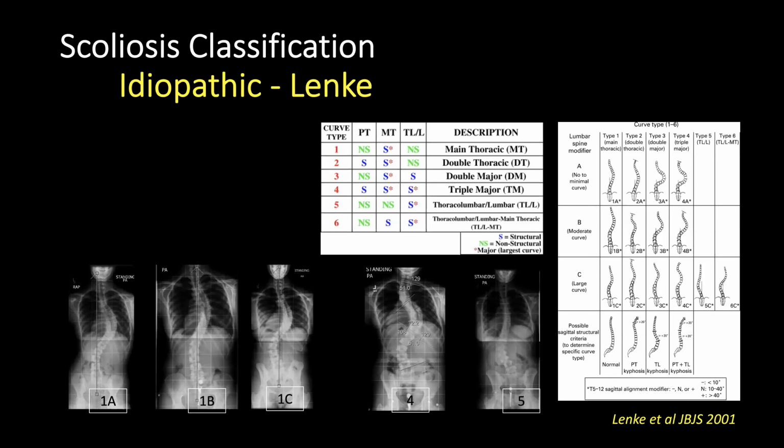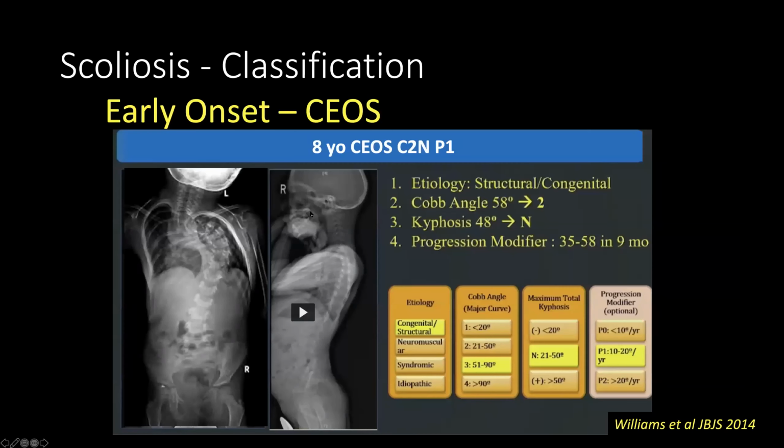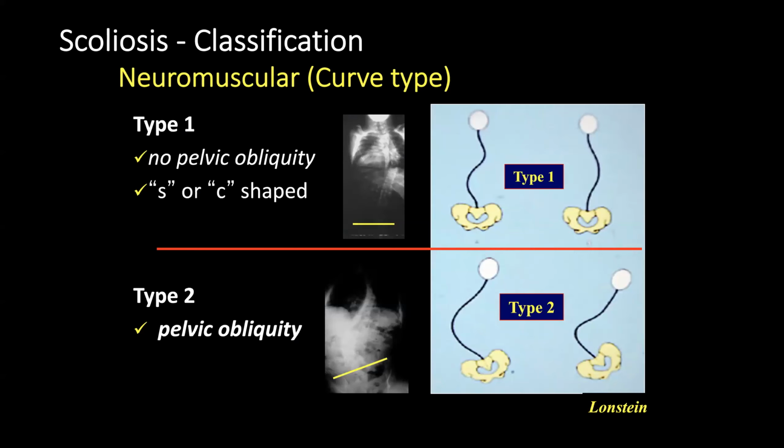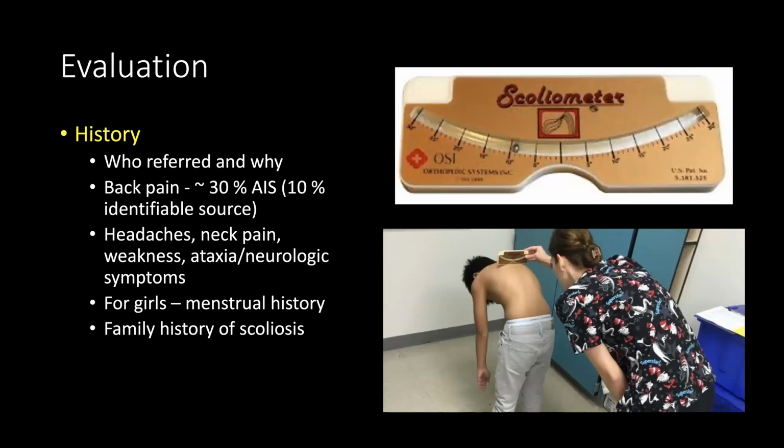This will be talked about later, and we can classify idiopathic scoliosis further using the Lenke classification, which has become widely accepted. There is also a classification system now for early onset scoliosis that includes both congenital and structural and neuromuscular; the key component here is age of onset less than 10. And in the neuromuscular group, we can classify based on the type of abnormal muscle activity. Is it upper motor neuron? Is it lower motor neuron? Is it primary myopathy? And also by type: type 1s, which don't involve pelvic obliquity, and type 2s, which do involve pelvic obliquity.